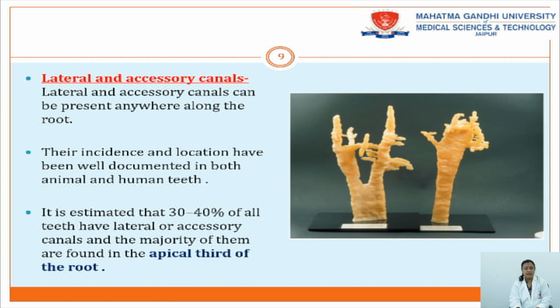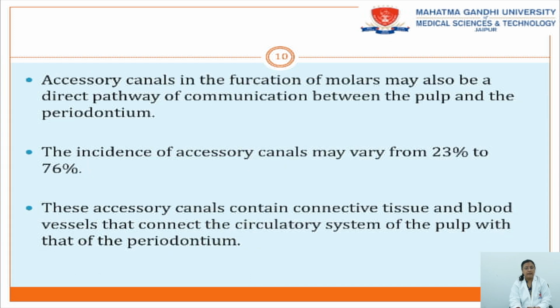Lateral and accessory canals can be present anywhere along the root. Their incidence and locations have been well documented in both animal and human teeth. It is estimated that approximately 30 to 40% of teeth have lateral canals and accessory canals. The majority of them are found in the apical third of the root, as shown in the diagrams. The accessory canal in the furcation of the molars may also be a direct pathway of communication between the pulp and the periodontium. The incidence of accessory canals may vary from 23% to 76%.